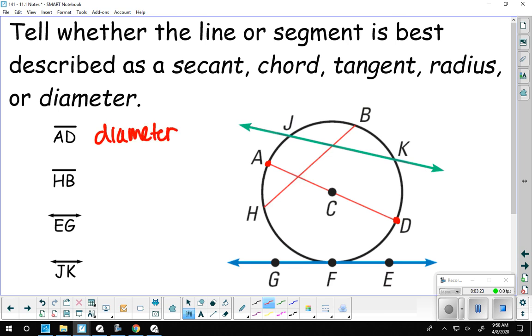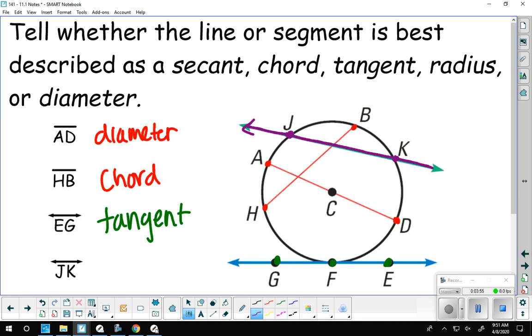Okay, let's look at HB. HB has endpoints on the circle, but it doesn't go through the center, so we just call that a chord. Now look at the notation for EG. EG has arrows on the notation, so that means it's either going to be a secant or tangent. But if you look at EG here, it intersects the circle only at 1 point F, so that's how we know that it's a tangent. Whereas when you look at JK, JK is a line because it has arrows on the end, but it intersects at 2 points. So that's how we know that line JK is a secant.